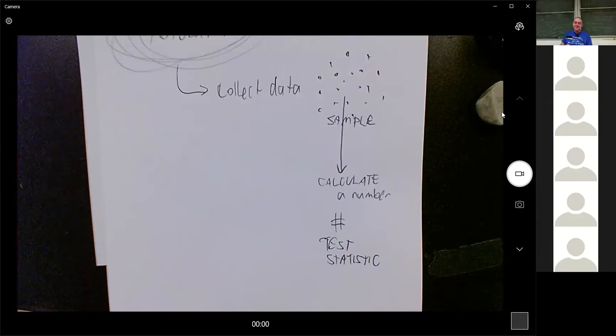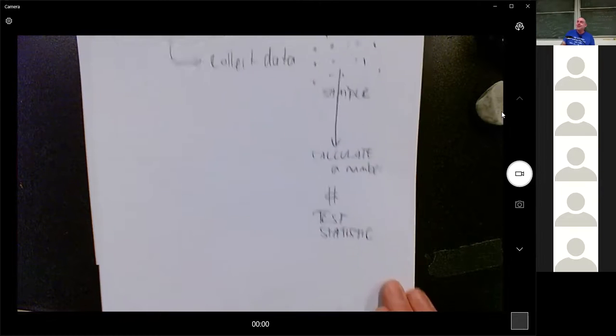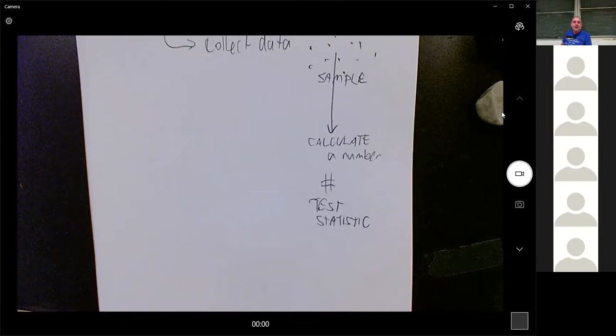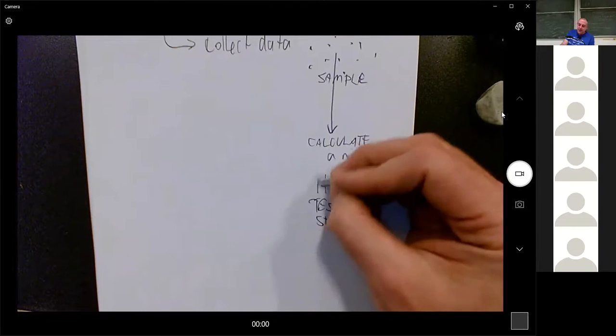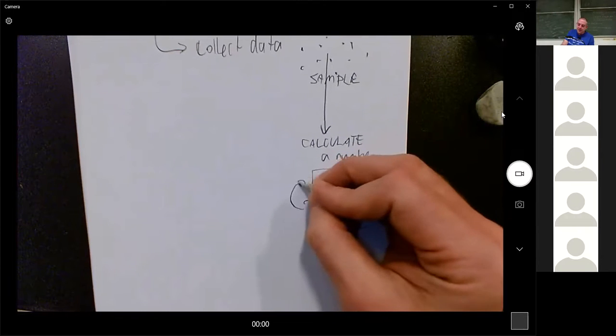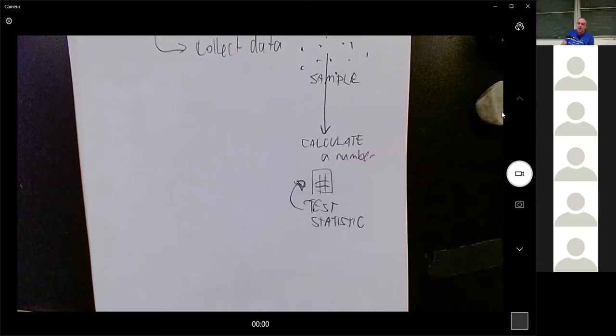My examples are much more likely to be about fairies or My Little Pony or something like that. So, okay. We calculate a number, and this thing is called a test statistic. It's called a test statistic because it's a statistic, because anything calculated from a sample is a statistic, and we're using it to test yes or no.